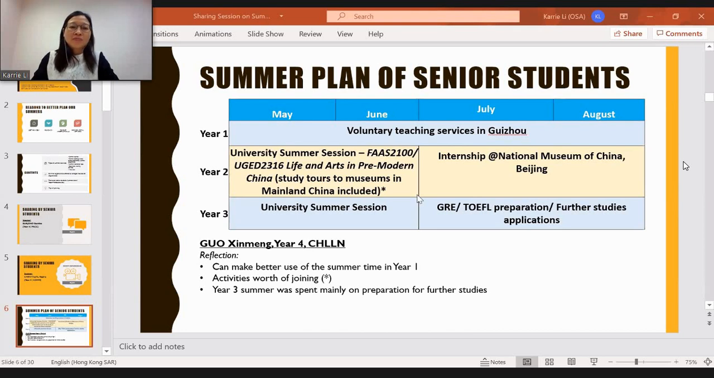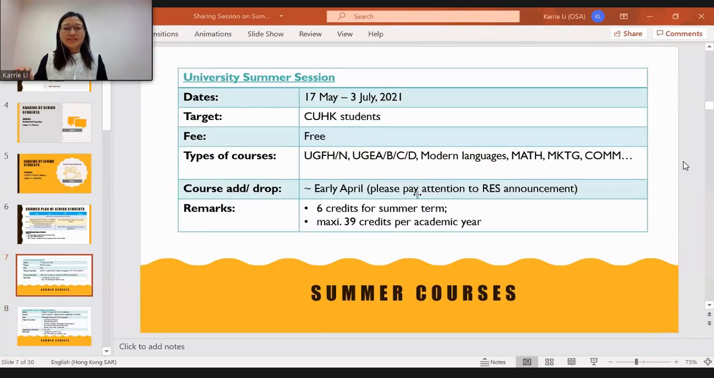Okay, so we have seen the study plans of three senior students.